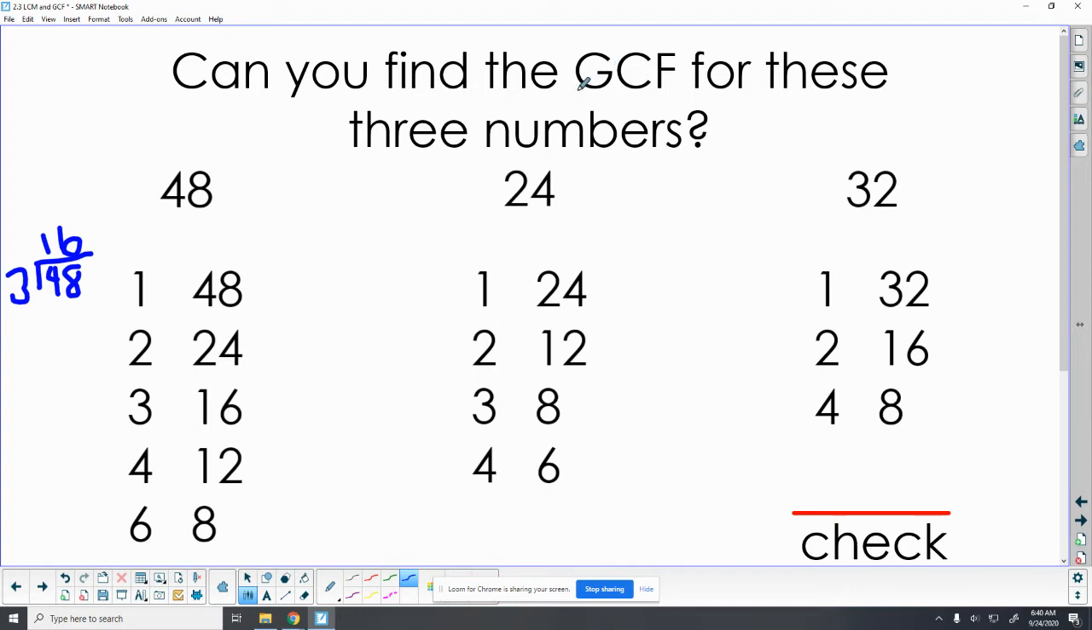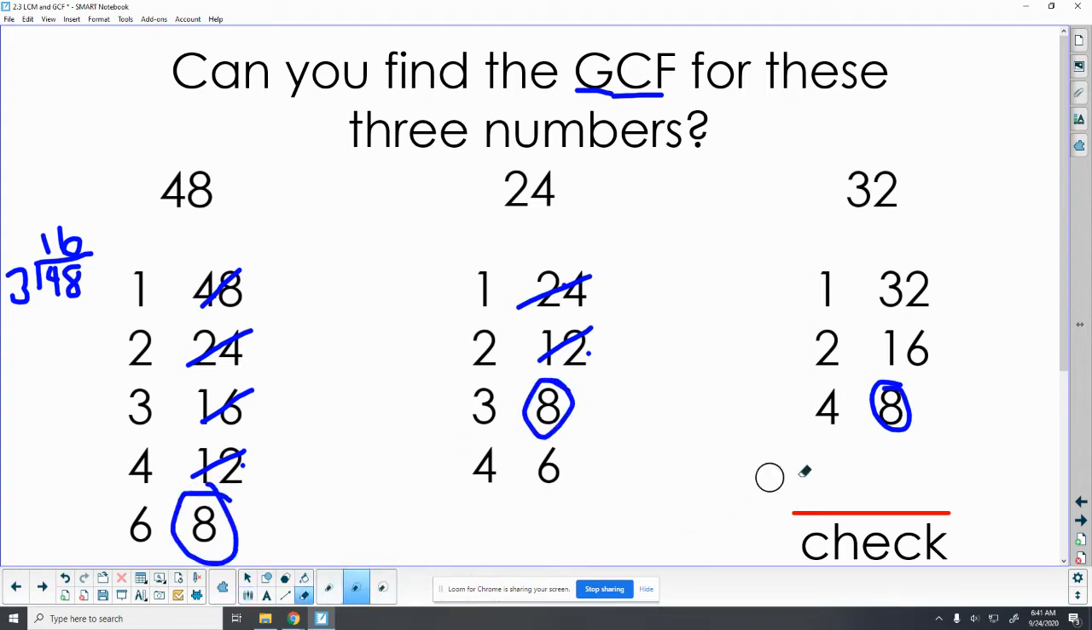So now we want to look for the greatest factor that they all have in common. So I can see they don't all have 48 here. Here's 24 and 24, but 24 is not a factor of 32. Here's 16, no 16 here, so it can't be 16. 12, 12, oh, no 12 over there, it can't be 12. 8, 8, 8. Oh, they all have 8. So 8 is the greatest common factor for 48, 24, and 32.